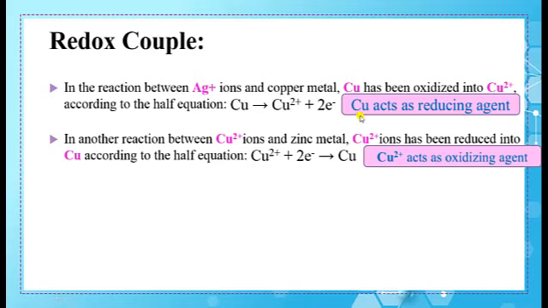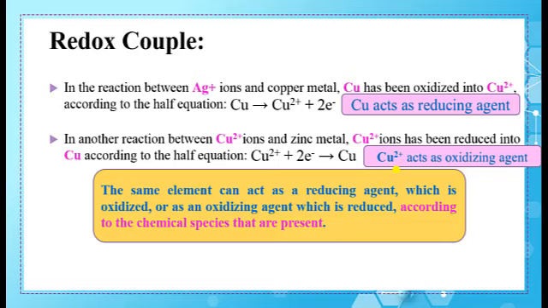Since Cu2+ here undergoes reduction, then it acts as an oxidizing agent. Here, the same element, Cu, acts as a reducing agent, and here it acts as an oxidizing agent. It depends on what? Here, Ag+. With Ag+, it acts as a reducing agent. Here, with zinc metal, it acts as an oxidizing agent. Then we can say that the same element can act as a reducing agent, which is oxidized, or as an oxidizing agent, which is reduced, depending on the chemical species that are present. Here, Cu2+ plus 2 electrons will give Cu, or Cu can give Cu2+ plus 2 electrons.